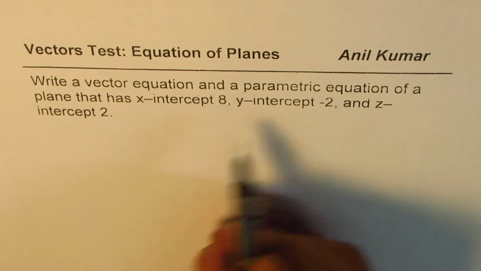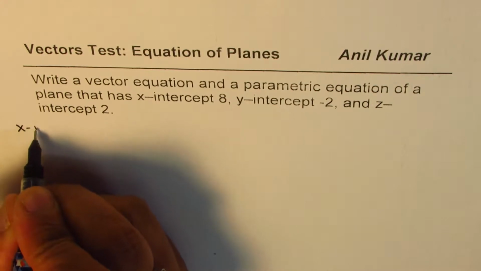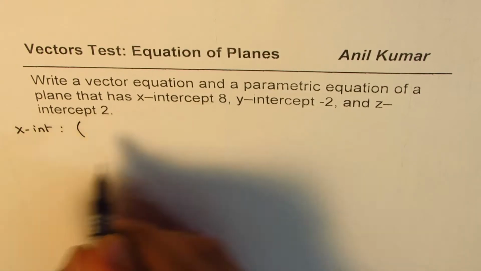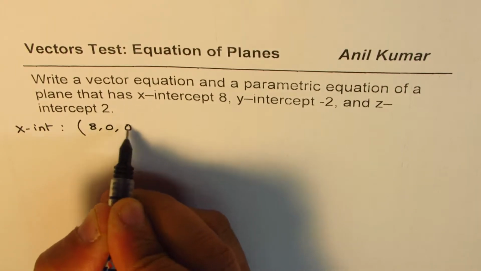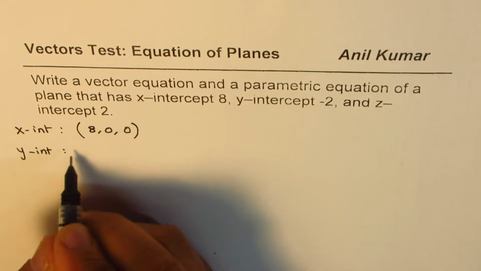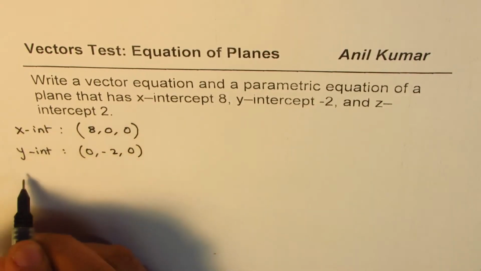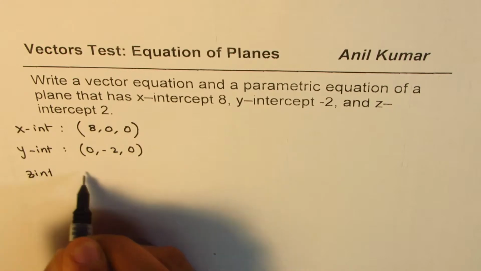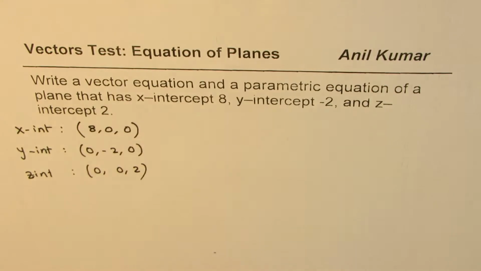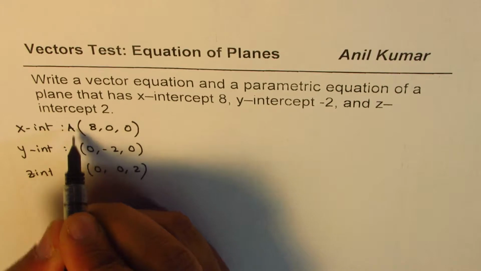So with these three intercepts, we are actually given 3 points, right? We are given the x-intercept, which is at 8. So basically, the point for us is (8, 0, 0), right? We are given the y-intercept, which is at -2, so we have (0, -2, 0) as the second point, and the z-intercept is given to us as 2. That means (0, 0, 2) is another point. So let's call these points A, B, C.